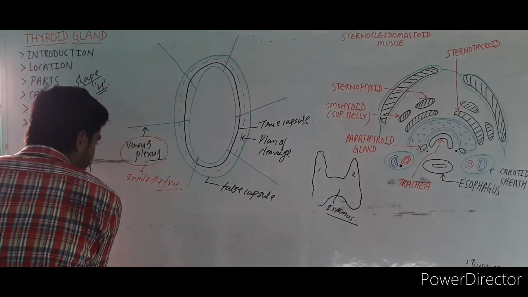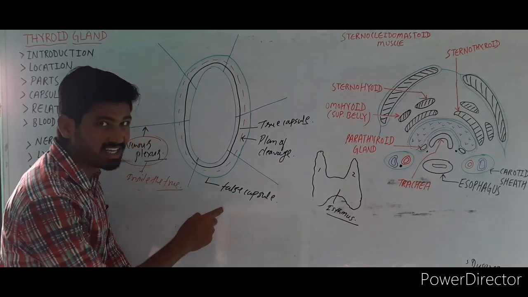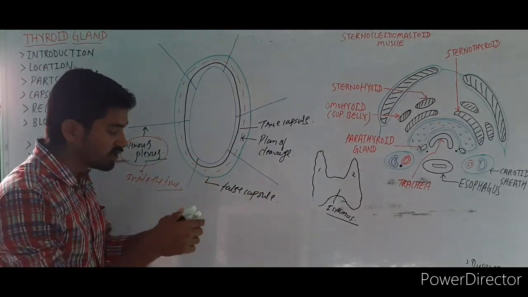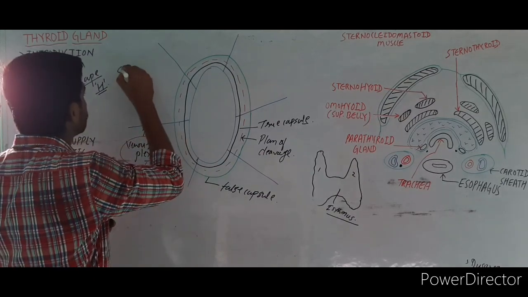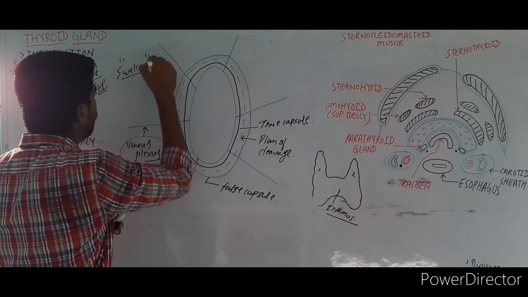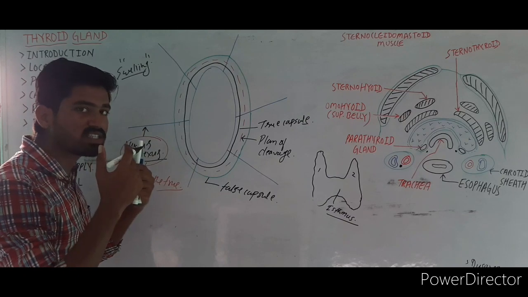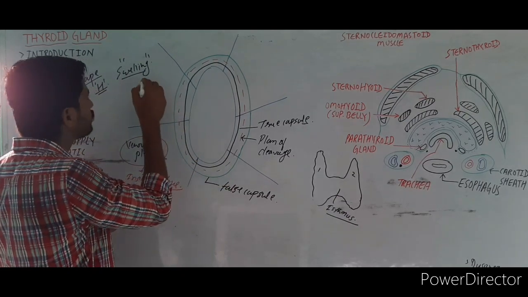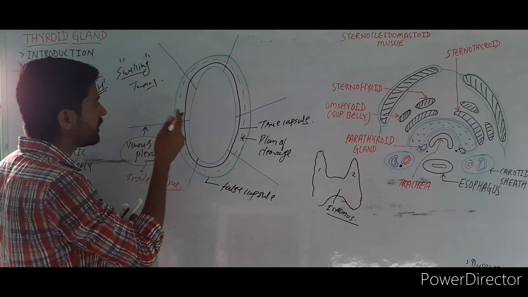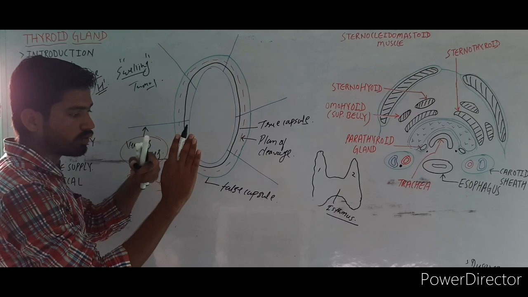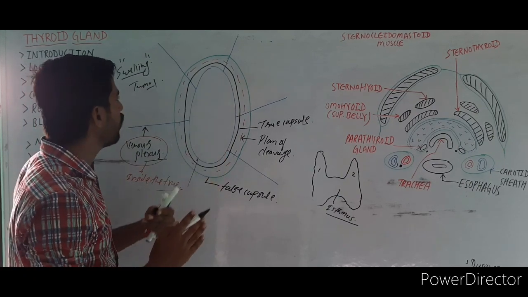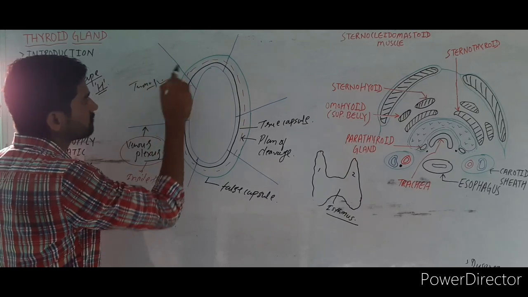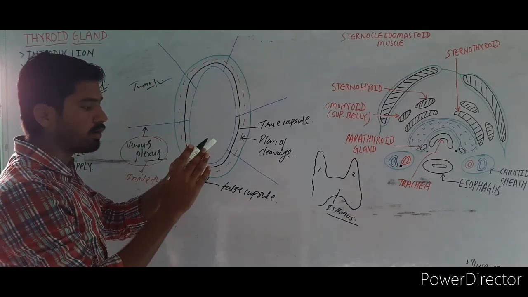So this false capsule, what is the special feature of the false capsule? It is very thin along the posterior border of the thyroid gland. So if there is any swelling, it will grow backward, since this posterior border of the thyroid has a thin capsule. Any tumor will grow or move backward. Normally, without any swelling in the thyroid gland, there may be tumors, so that tumor will go backside.